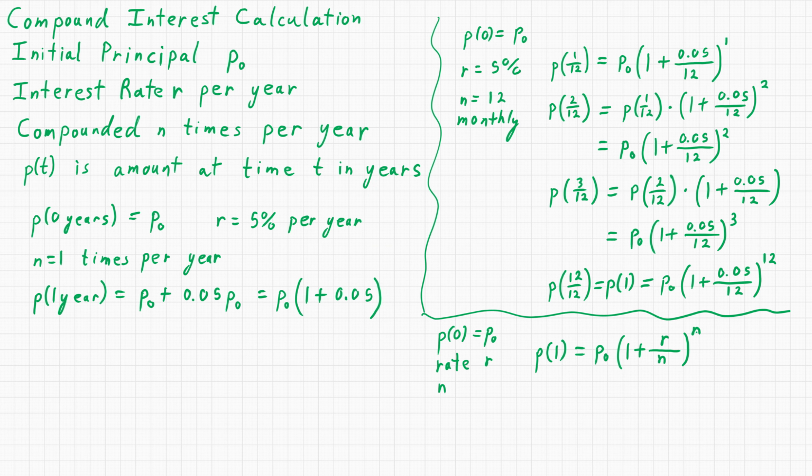So then if you want to do this daily, meaning n is equal to 365 days, you get P of 1 over 365, P of 2 over 365, P of 3 over 365, dot, dot, dot, P of 365 over 365. It would end up being P naught times 1 plus r over 365 to the 365th power. All right, so that's how this compounding formula works. And now we're going to see how mathematicians played with it to get something interesting to happen.